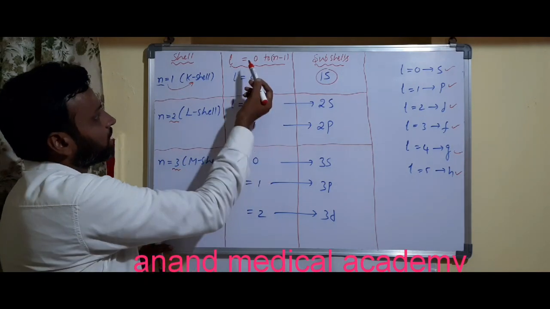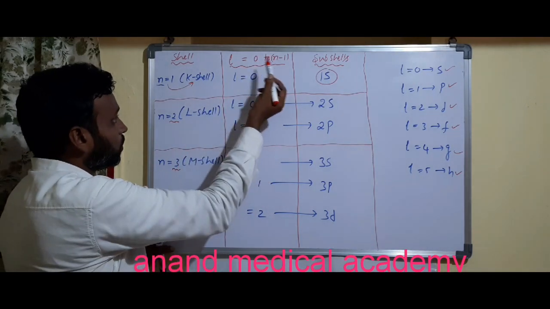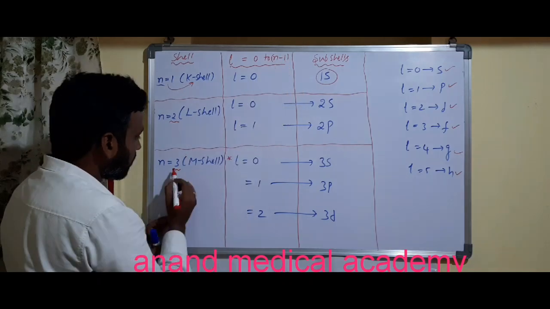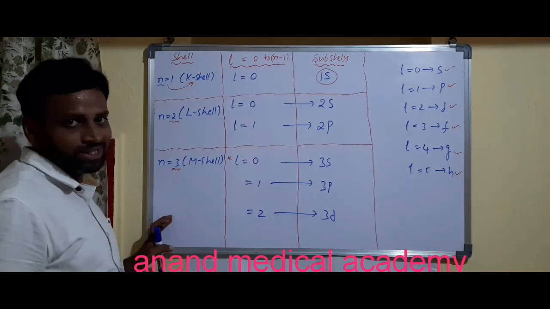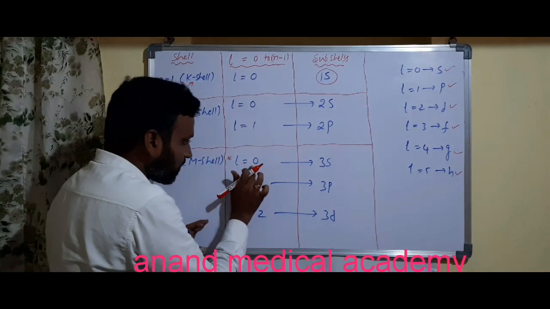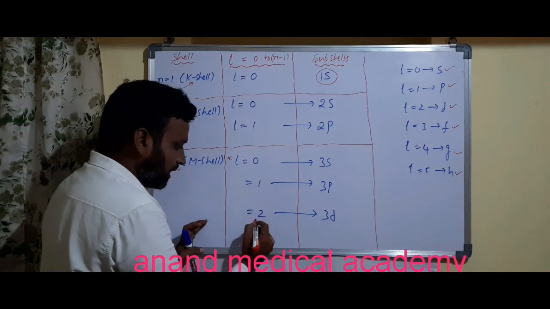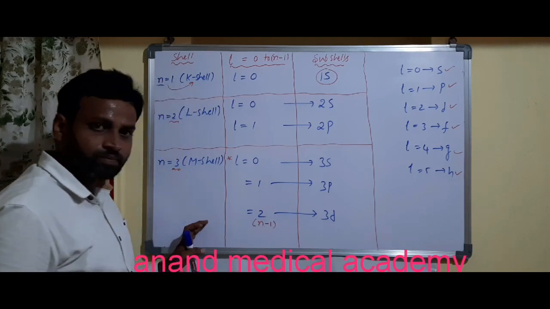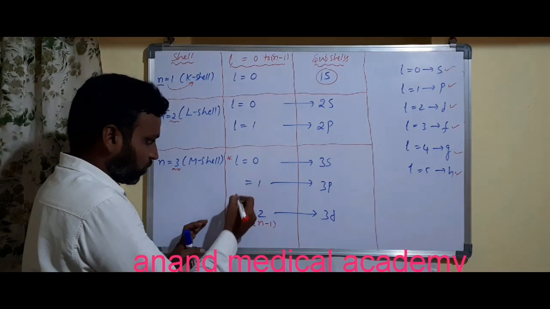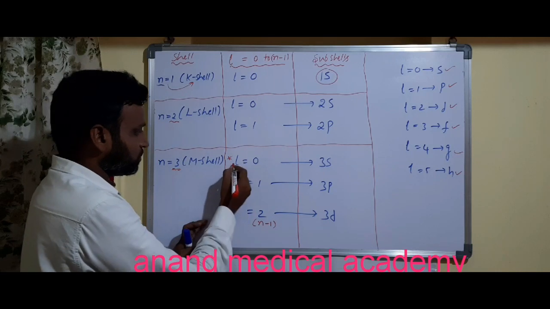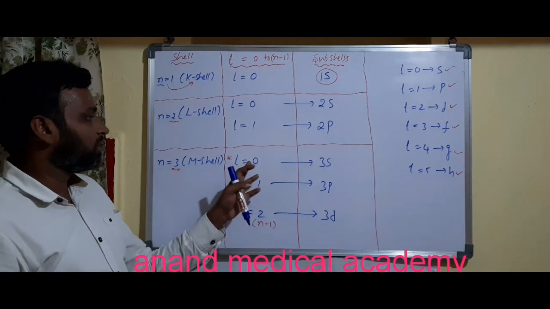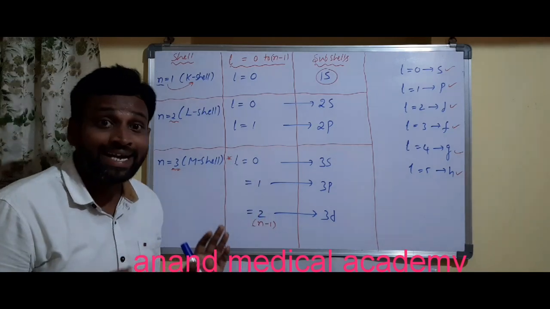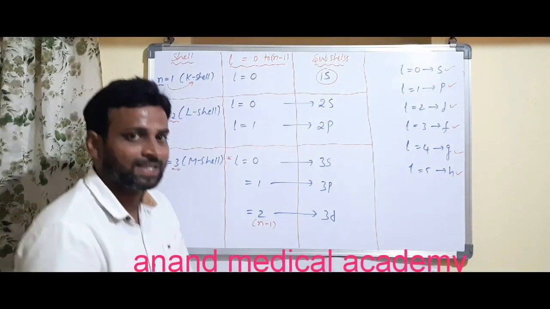Then the l values are from 0 to n minus 1. What is the n value? Third shell, so 3 minus 1, which is 2. So it starts from 0 and ends with n minus 1. The n value is 3. The l value starts from 0 and ends with 1 value less.